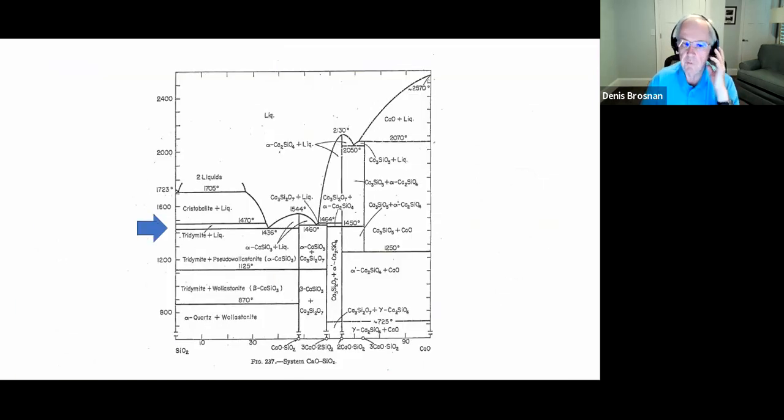Here's another one thrown in. It's the calcium oxide silica phase diagram. If you make Portland cement, you're pretty familiar with a diagram like this.